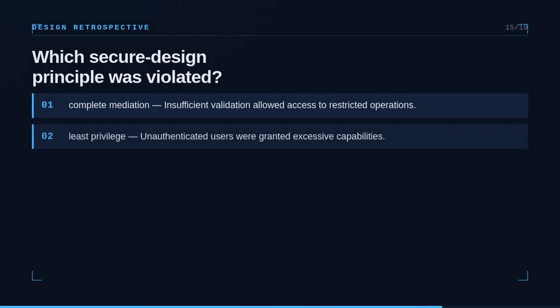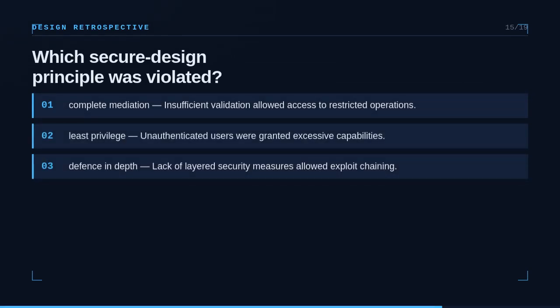Which secure design principle was violated? Complete mediation. Insufficient validation allowed access to restricted operations. Least privilege. Unauthenticated users were granted excessive capabilities. Defense in depth. Lack of layered security measures allowed exploit chaining.